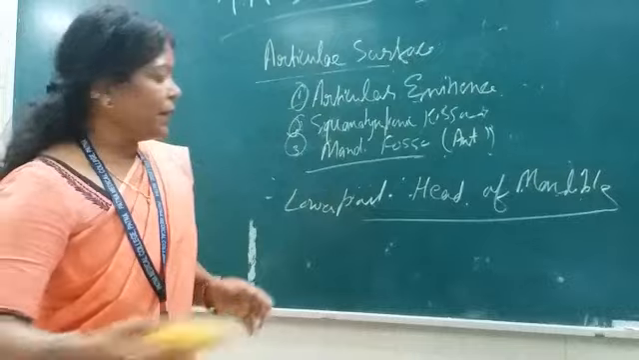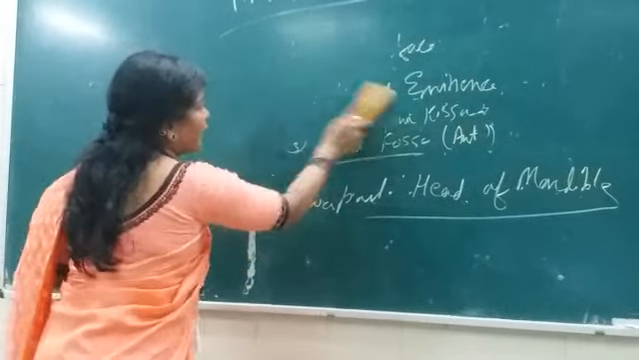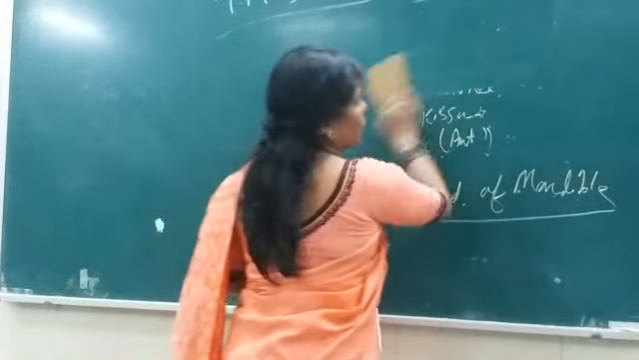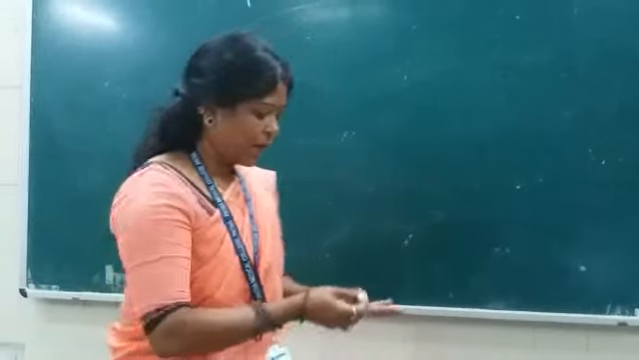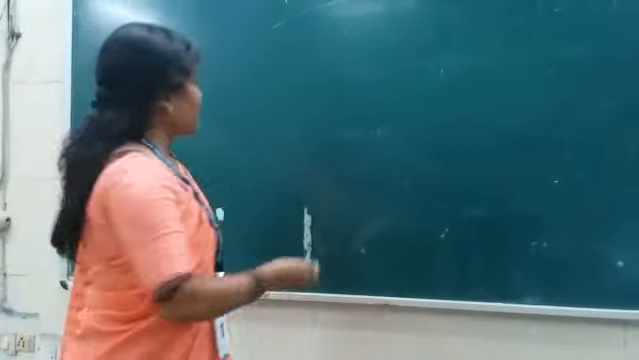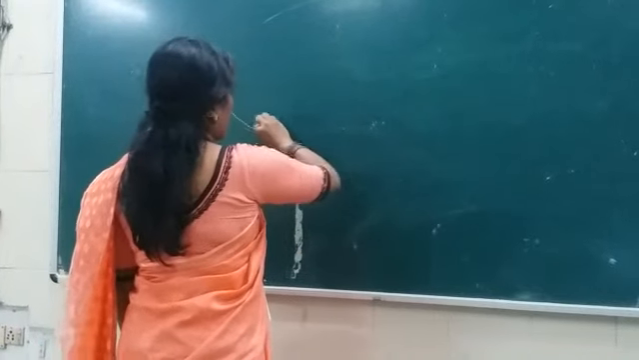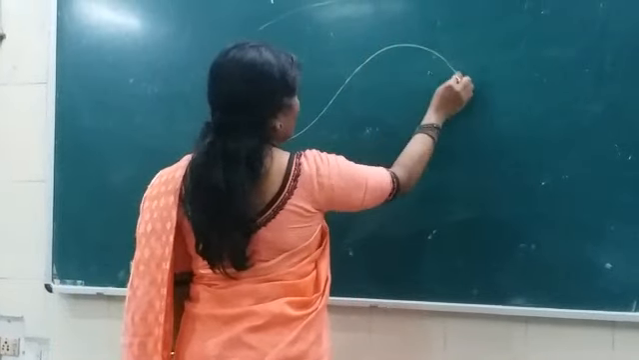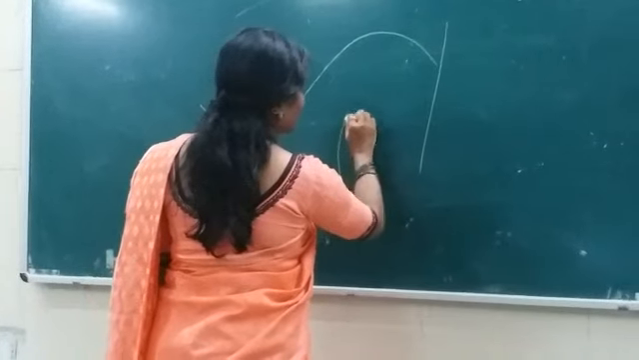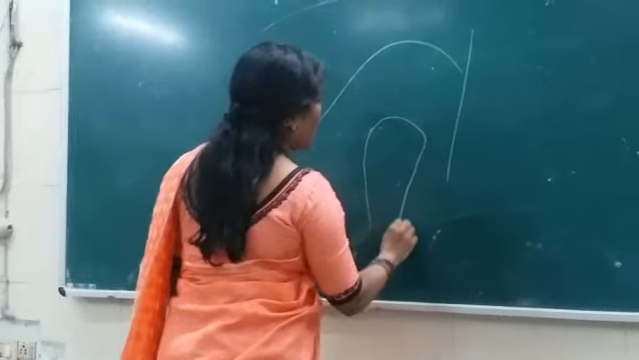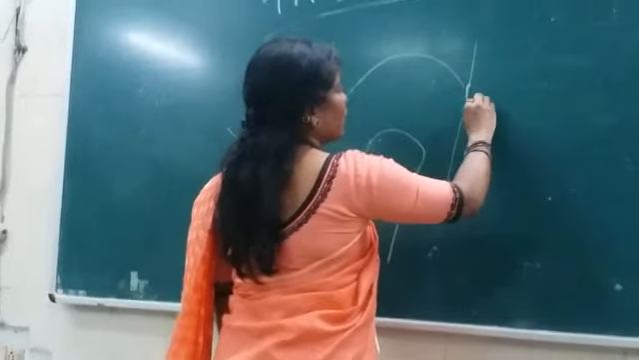Now this joint is very important, and you will see a very peculiar character here. Any idea? What is present here? Any idea? Articular disc. Intra-articular disc. Very good. The intra-articular disc is there.